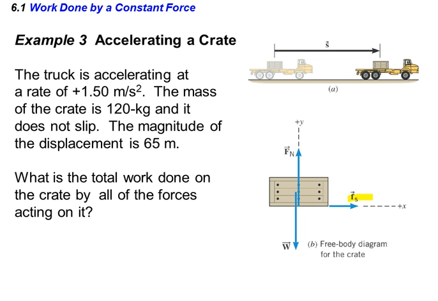So if we're given a magnitude of the displacement of 65 meters, we want to know what is the total work done on the crate by all of the forces acting on it. Well, let's find the net force on this object first, and to do that we need to draw a free body diagram. So we see that we have the normal force going up, the weight going down, and the frictional force going to the right just because we have our displacement drawn to the right.